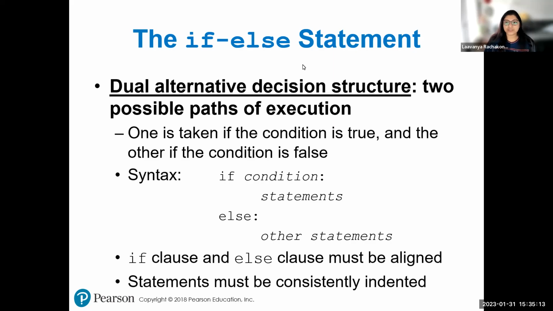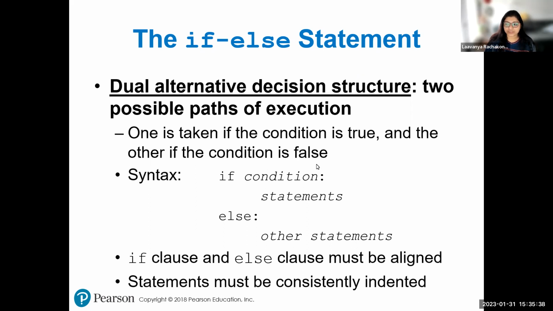Okay. Now in the next block, we are going to talk about the dual alternative decision structures, which is nothing but instead of having just a single path, that is, if the condition is true, do this, you are also allowing a false case. So if this is not true, then maybe do this. For such statements, when you are having a false case, you'll be using the else block.